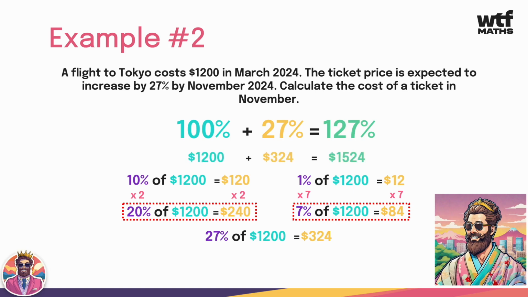So let's take that answer and use it in the question. $1,200 plus $324 is $1,524. So the flight would cost $1,524. So to answer any percentage increase problem mentally, I highly suggest finding 10% and 1% and using those to find those trickier percentages.